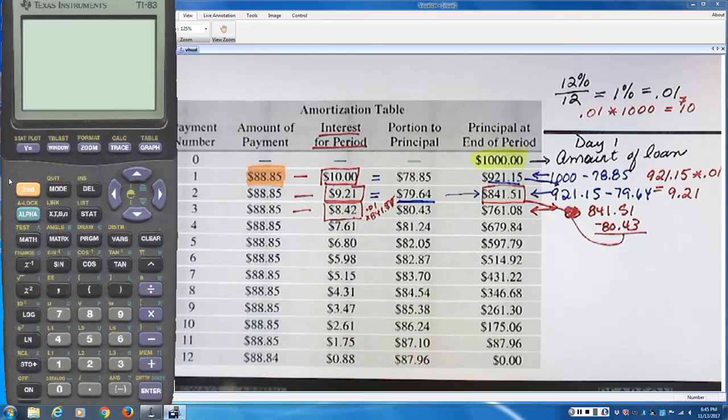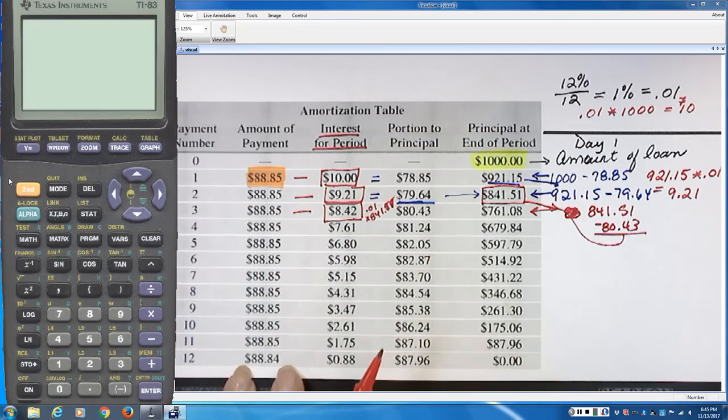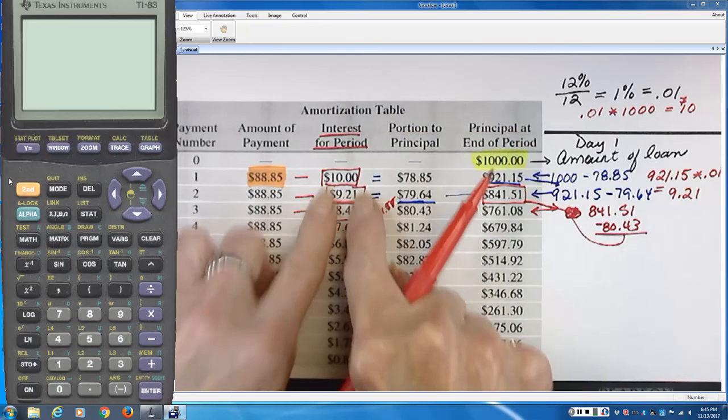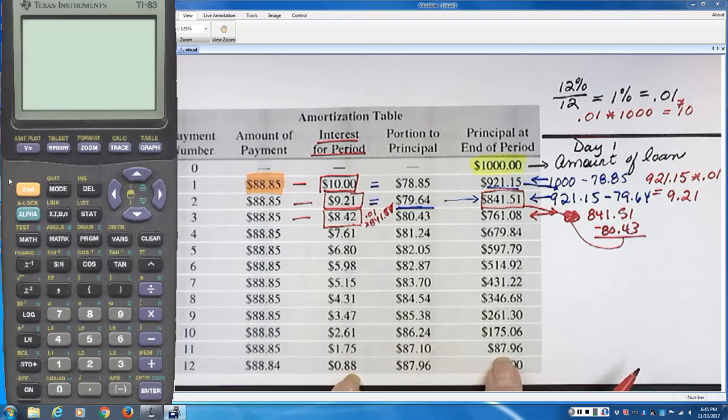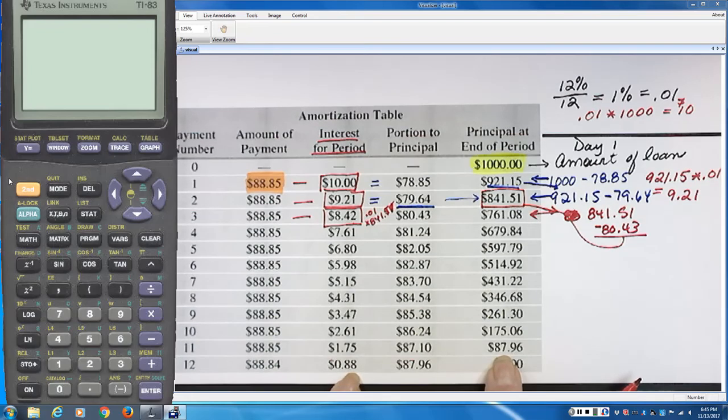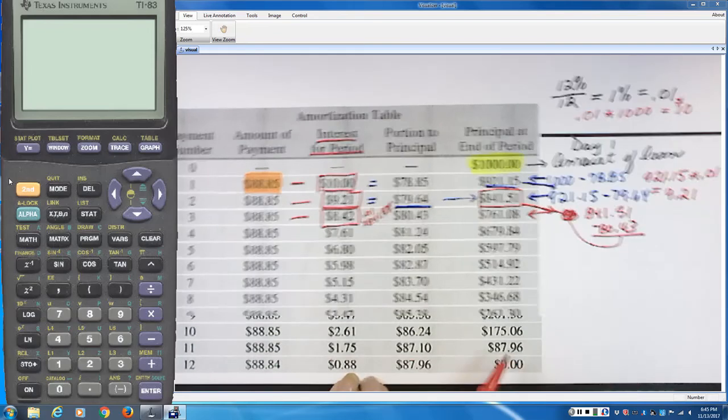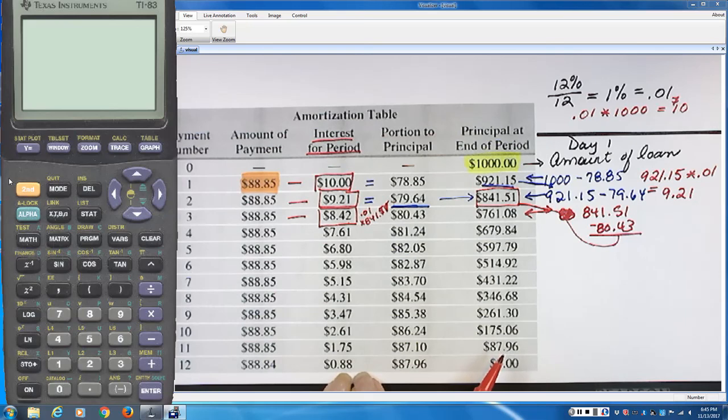So what you can see happening here is she keeps making the same amount of payments, but the interest drops as she makes her payments, until by the time she makes her 12th payment, only 88 cents of it goes toward interest, because she only owes $87.96, which is really close to $88, and 1% of $88 is 88 cents. So when she makes her payment, she's paid off her loan. Okay?